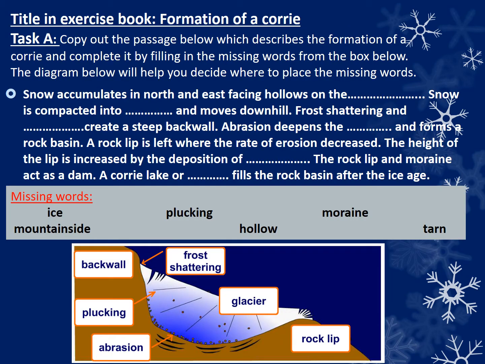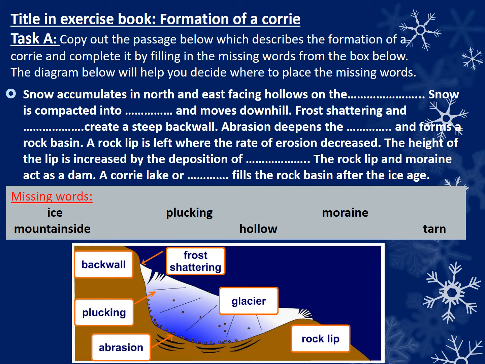Okay, so the answers that you should have. Snow accumulates in north and east facing hollows on the mountainside. Snow is compacted into ice and moves downhill. Frost shattering and plucking create a steep back wall. Abrasion deepens the hollow and forms a rock basin. A rock lip is left where the rate of erosion decreased. The height of the lip is increased by the deposition of moraine.